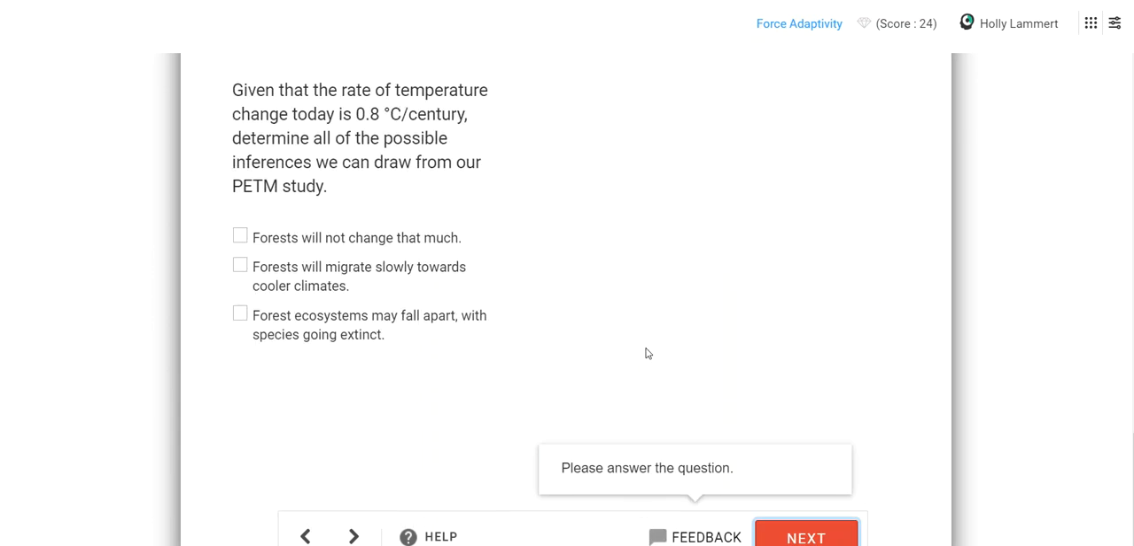Given the rate of temperature change is 0.8 degrees per century, determine all of the possible inferences, or using our prior knowledge and guesses based on observations, we can draw from our PETM study. Forests will not change that much. Forests will migrate slowly towards cooler climates, or forest ecosystems may fall apart with species going extinct. Well, okay, so we do know forests probably will change, but given that this is a faster rate than we've ever seen before, we might say one or the two of these following options. Forests will migrate slowly towards cooler climates, and that would happen if it was similar to what we've seen in the past. But since it's faster, the ecosystem may fall apart with species going extinct.